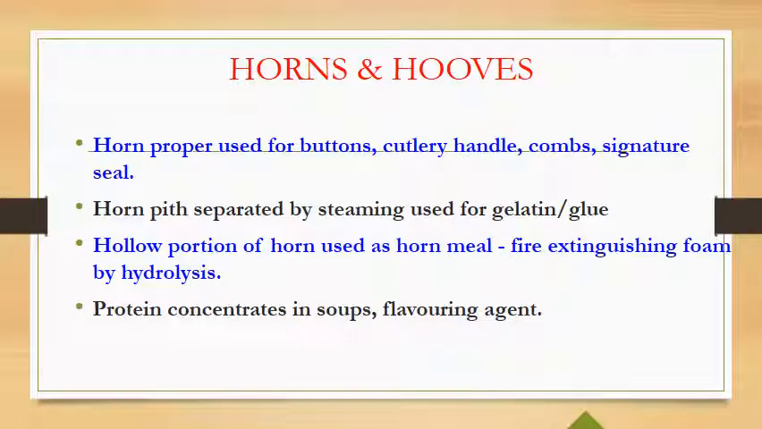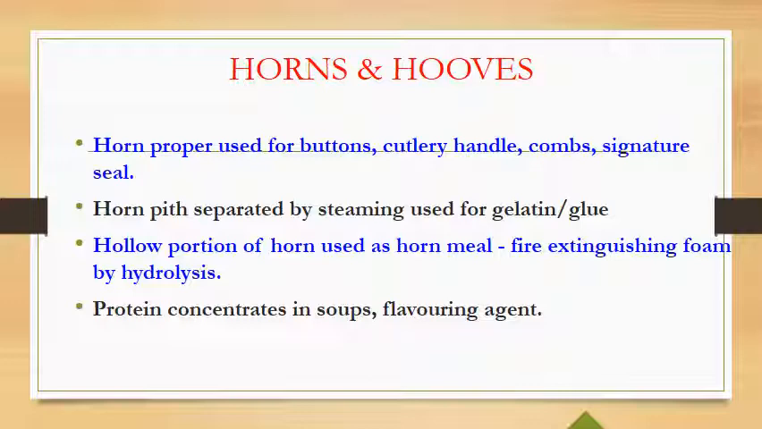Now about the horns and hooves. This is also like bones. Horn proper can be used for buttons, cutlery handles, combs and signature seals. Horn pith separated by steaming is used for gelatin or glue. Even the joint portion of soft spongy tissue can be boiled and made into neat's foot oil, which is a very sophisticated lubricating oil, used in very delicate machineries.